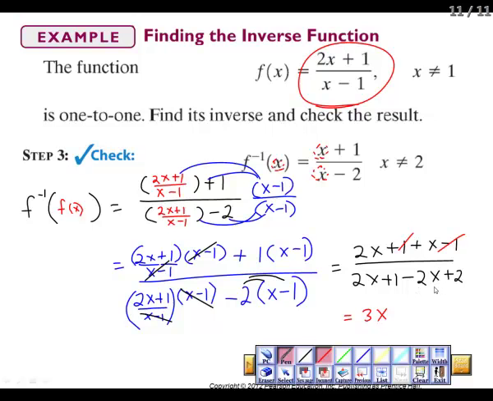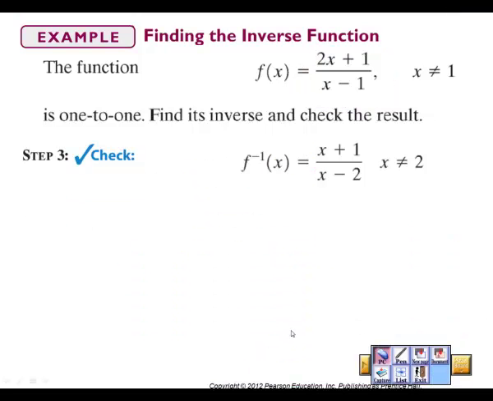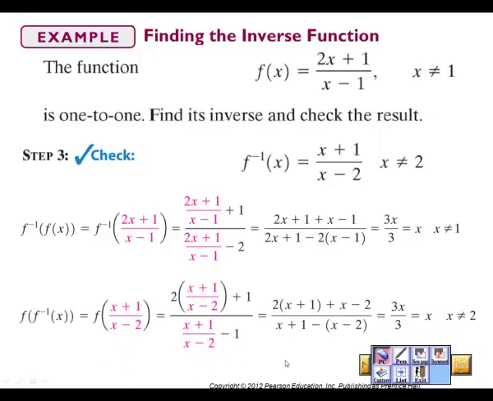And now here we've got a 2x and a minus 2x, they cancel, and you've got 1 plus 2, and that's 3. Well, here the 3's can cancel, and you're just left with x, and yes, it checks. The two are inverses of each other. And that's what we did here. And we know that x cannot be 1 for f of x, and we know that x cannot be 2 for the inverse.